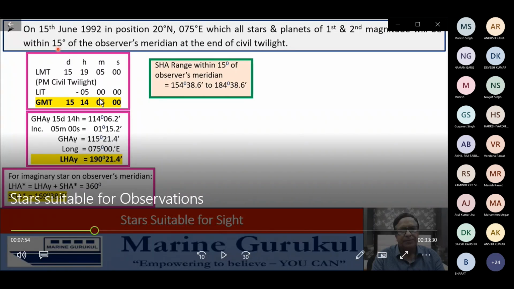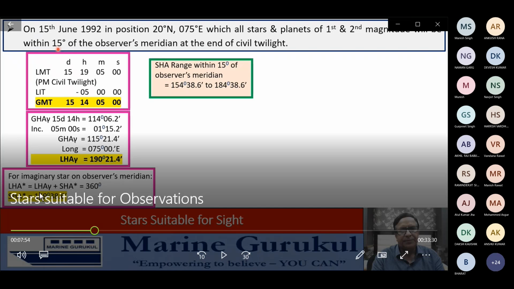When we apply the LIT, longitude in time, that is longitude divided by 15, we get the GMT of the occurrence. From this GMT, we can obtain the GHA of Aries, and applying our longitude, we get the LHA of Aries. And once LHA Aries is there, we find the SHA of an imaginary star on the observer's meridian by using this relationship. So we get a particular SHA.